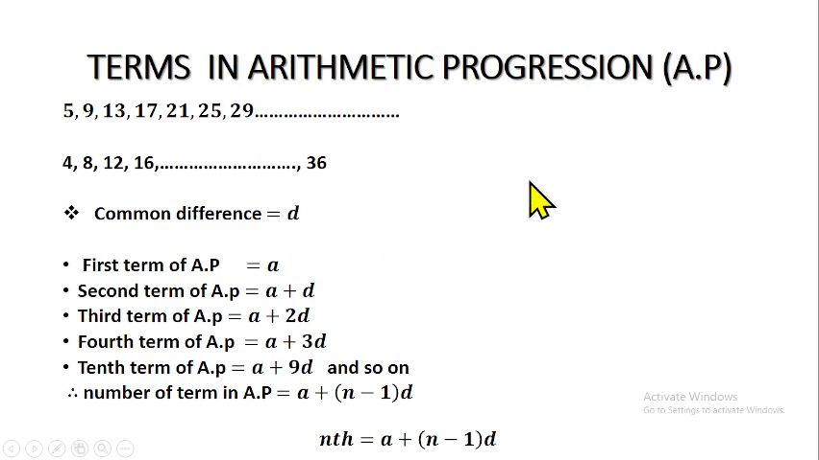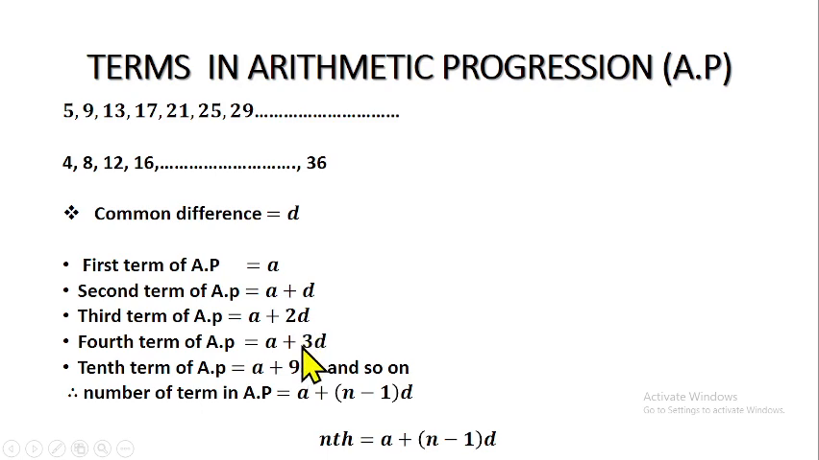So the first term of an AP is A. The second term of an AP is A plus D. Do we understand that? The third term of an AP is A plus 2D. A plus 2D, we can verify that. That will be 2 times 4. That gives us 8. 8 plus 5 gives us 13. So the third term of an AP is A plus 2D.